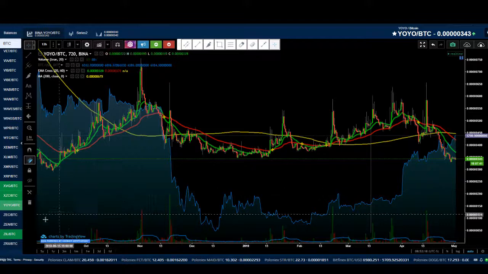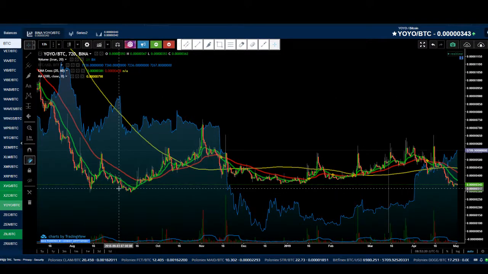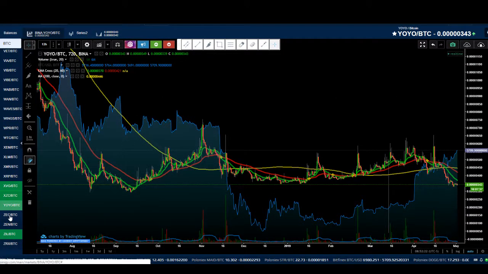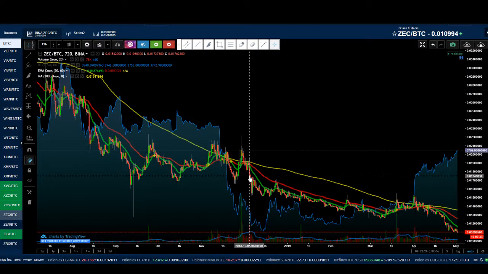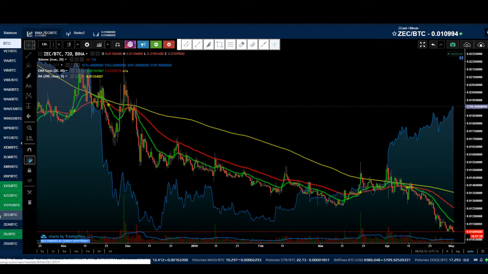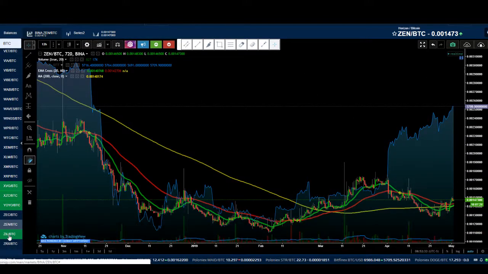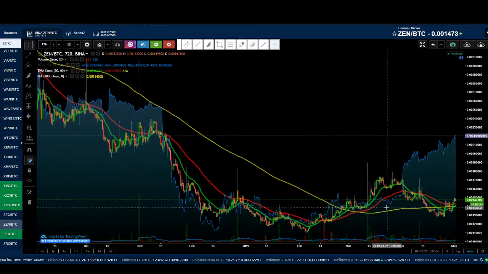Yo-Yo is marked as a near fail just because it's holding above these levels from the past here. Crazy. Should be a fail. This one is a fail. ZEC is a fail. Zen actually looking pretty good.